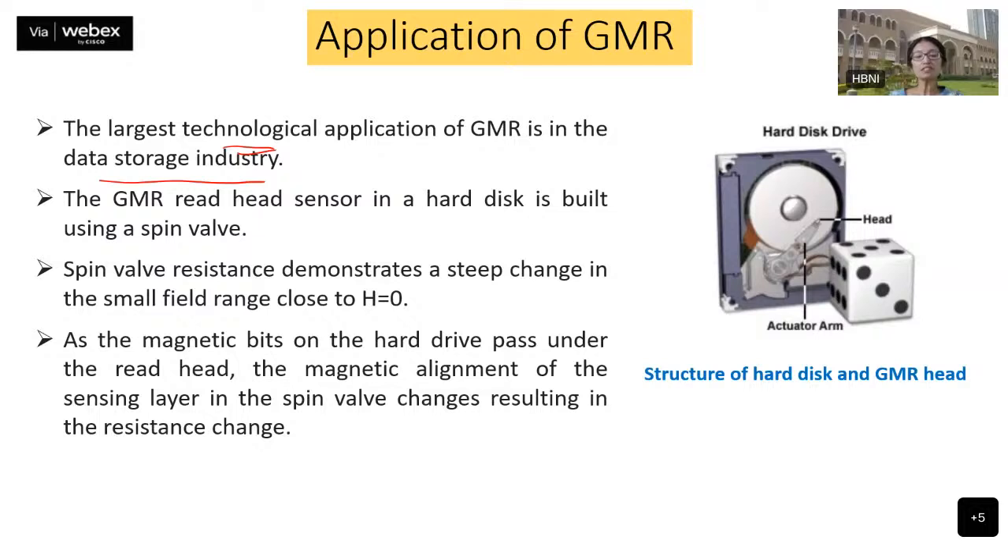Now the spin valve resistance demonstrates a steep change in a small field range very close to H equal to 0, where the external magnetic field which we apply is almost equal to 0. As the magnetic bits on the hard drive pass under this read head, the magnetic alignment of the sensing layer of the spin valve changes, and this results in a resistance change. As you can see over here, this is the head. Whenever the magnetic bits on the hard drive pass under this read head, the magnetic alignment of the sensing layer in the spin valve will change because of the associated resistance change.